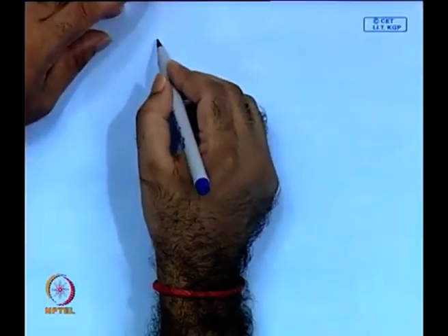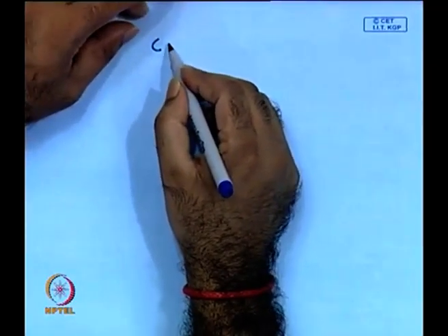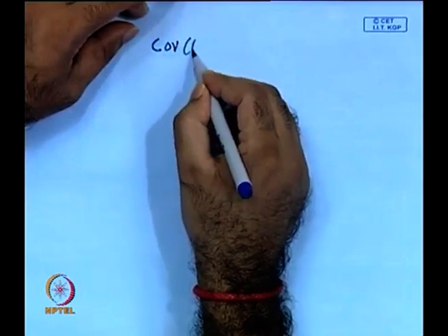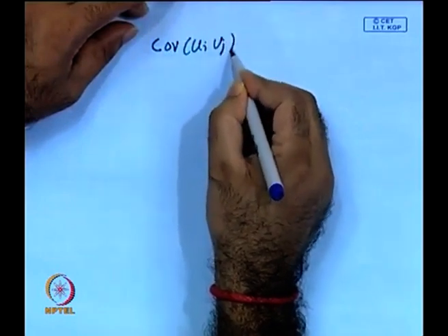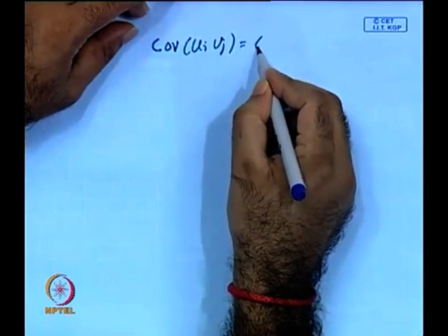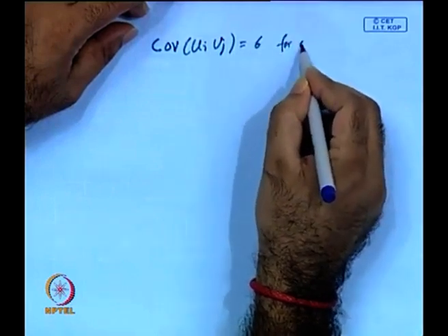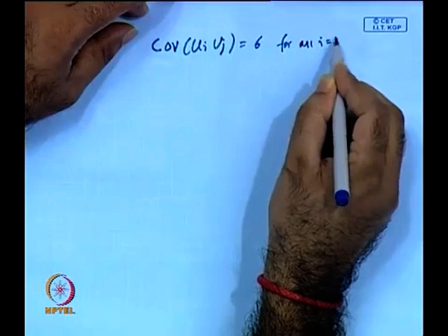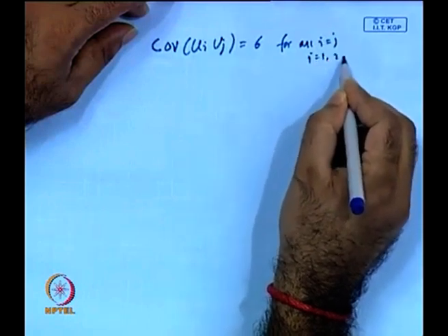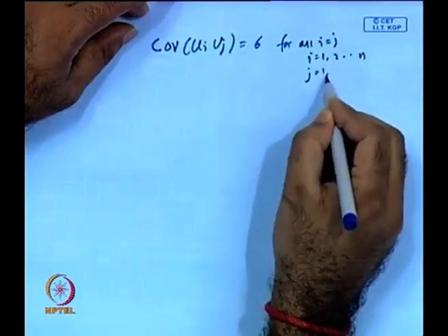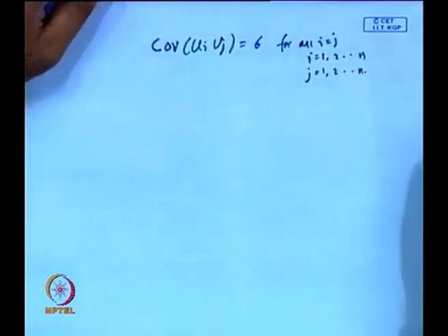So that means, we have cited one of the conditions is that covariance of ui uj equal to sigma square for all i equal to j, and i equal to 1 up to n, and j equal to 1 up to n. Okay, so this is how we have highlighted.